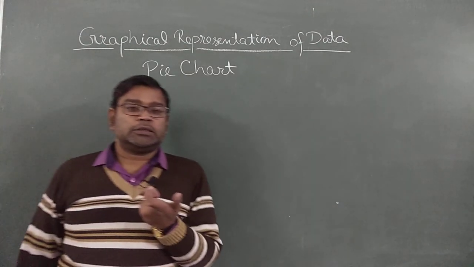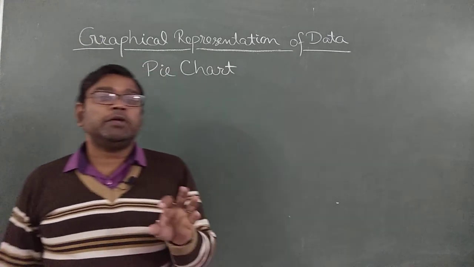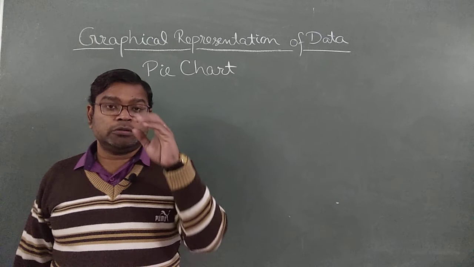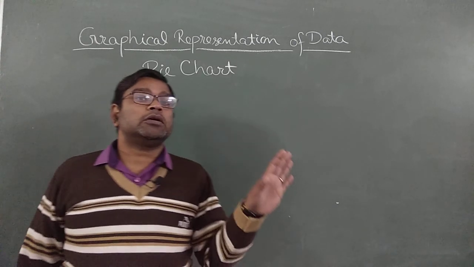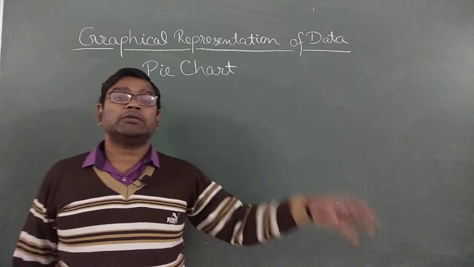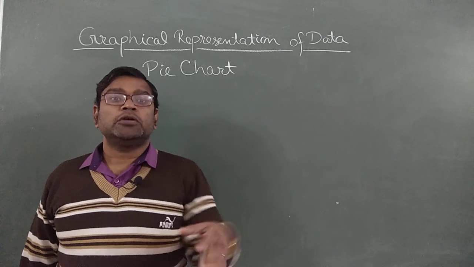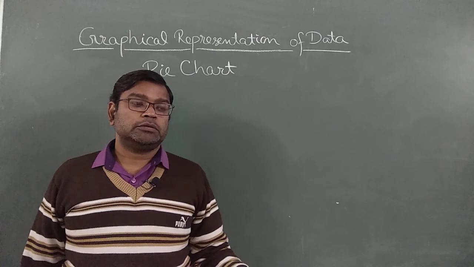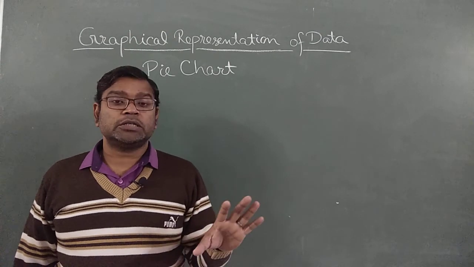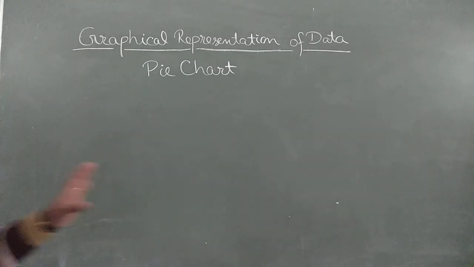What is a pie chart? This is the pictorial representation of data in which we use sectors of a circle to represent some given data, or actually it is used to show how we share some portion to a particular data. Generally, we use pies or sectors of a circle to represent the data. So let's see how we represent it.